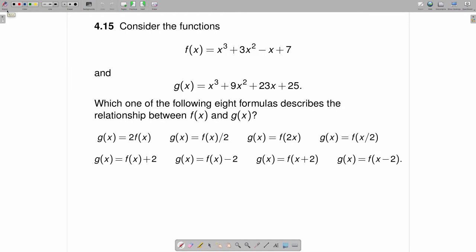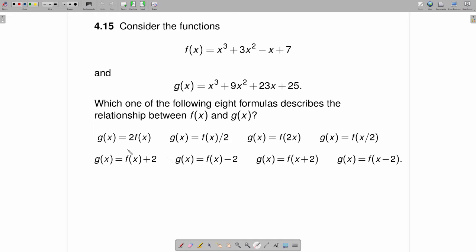Consider the functions f of x equals x cubed plus 3x squared minus x plus 7, and g of x equals x cubed plus 9x squared plus 23x plus 25. Which one of the following 8 formulas describes the relationship between f of x and g of x? So we know that it is one of the 8, and the question is which one.